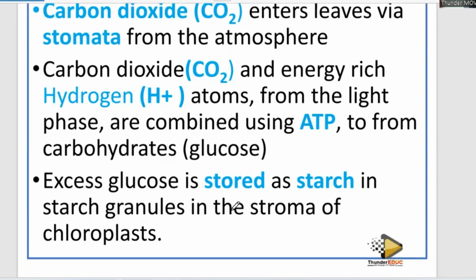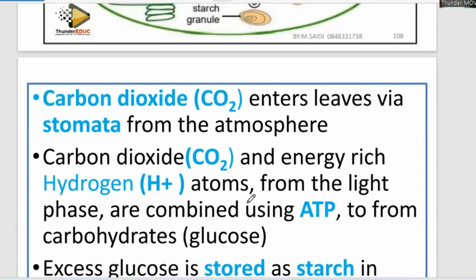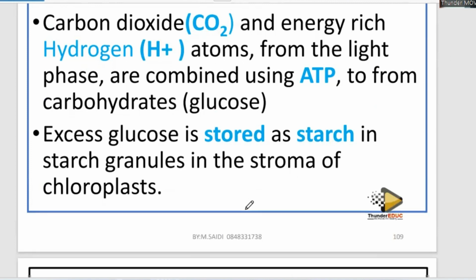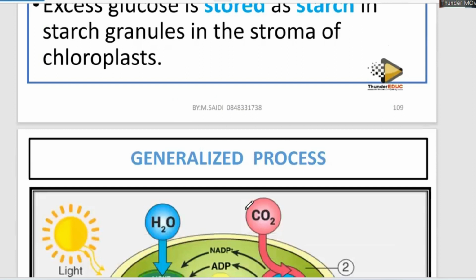The excess glucose, the glucose which is not going to be used. Remember, these plants also require this glucose. This glucose is meant for them, not for us to eat. No, it's meant for them. The excess glucose will be stored in the form of starch, and it is stored in the stroma of the chloroplast. That's why if you look at the structure of the chloroplast, you'll see the starch grains in there. If you apply iodine, you'll see that it turns blue-black. Why? Because that leaf has, not glucose, it has the starch.